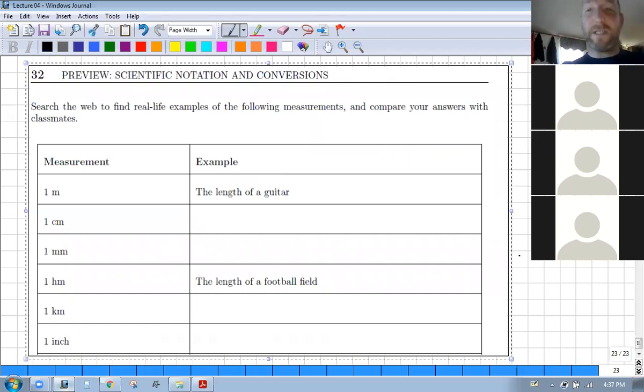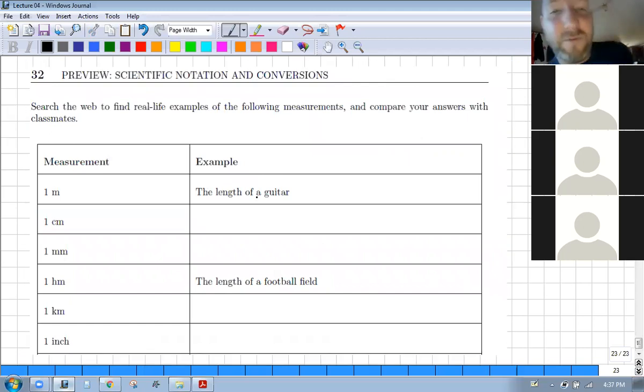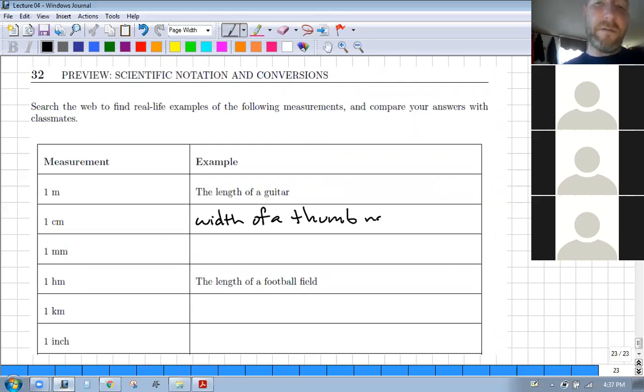So they give us some examples. 1 meter, an example of a meter is the length of a guitar. So like 1 centimeter, that would be like the width of a thumbnail. What about 1 millimeter? Can anybody think of an example of something that's a millimeter?